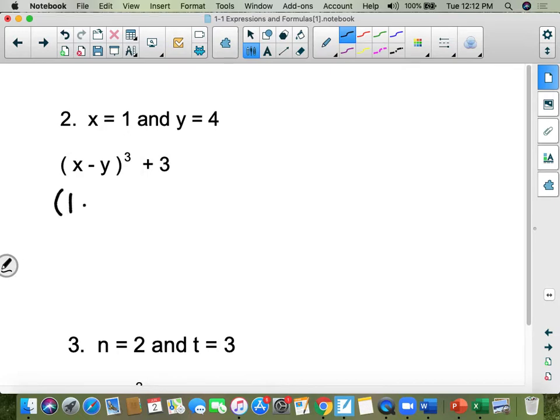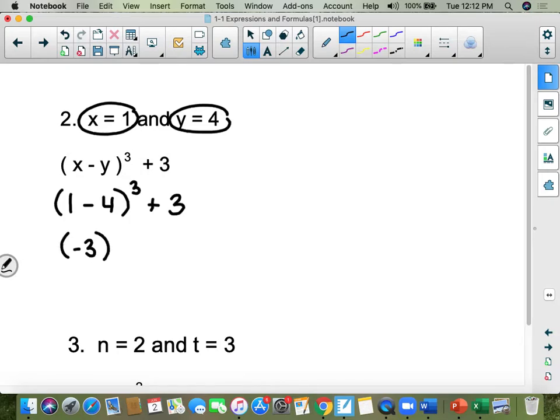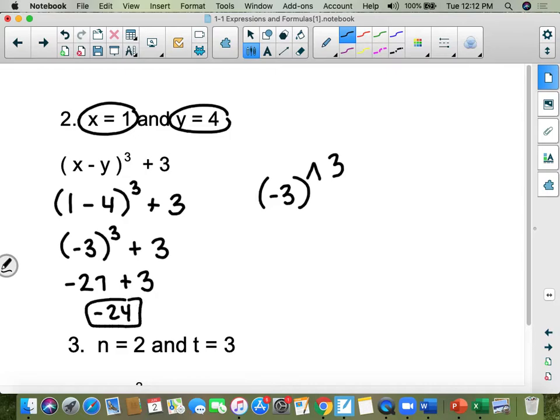X stands for 1, Y stands for 4, raised to the third, plus 3. So I just substitute what X stood for and what Y stood for. 1 minus 4 is a -3, still raised to the third, plus 3. You could put this into your calculator. You can use your parentheses, put the -3, use a parenthesis, and then you have that caret key and raise it to the third. And you should get a -27 if you know what you're doing on your calculator, plus 3, and that makes a -24.